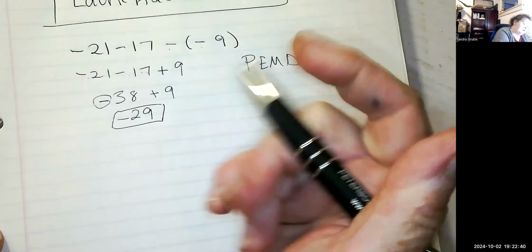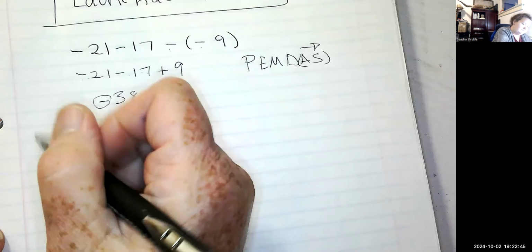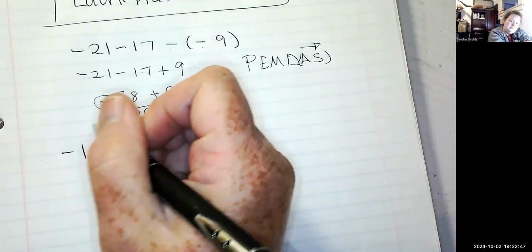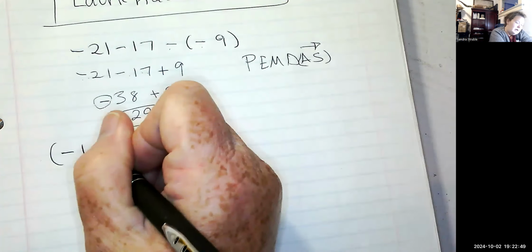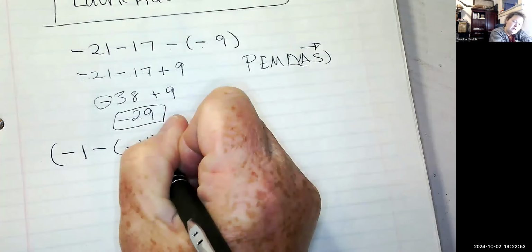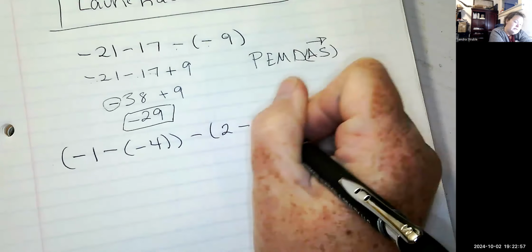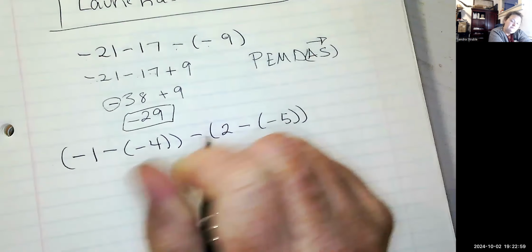Let's go to number 3. And that was negative 1. Let's see. Minus negative 4. Minus 2 minus negative 5. Okay.